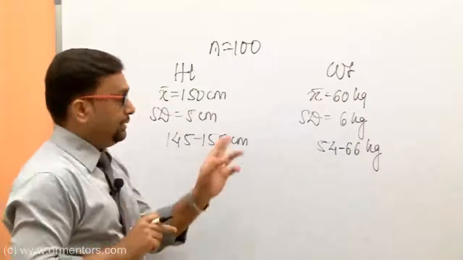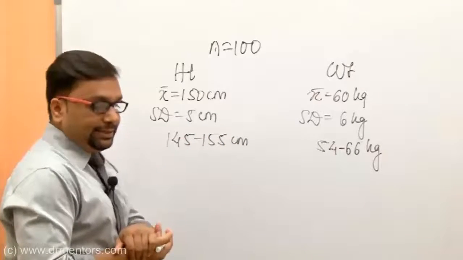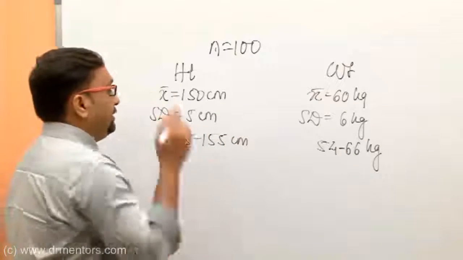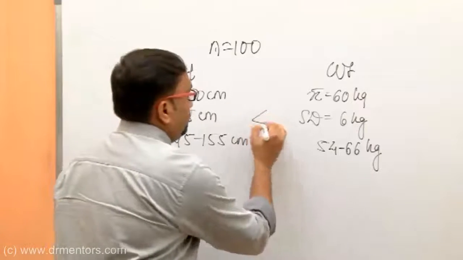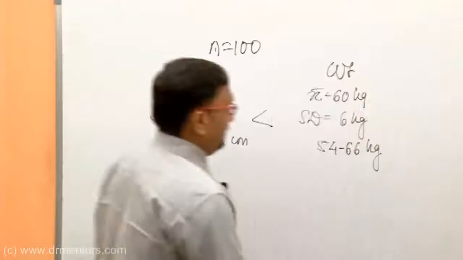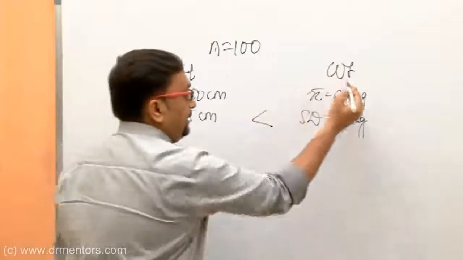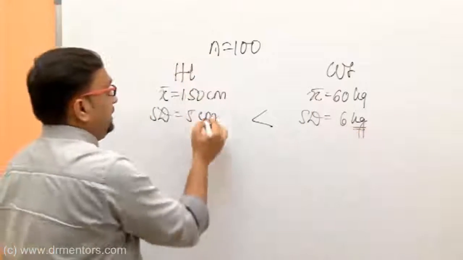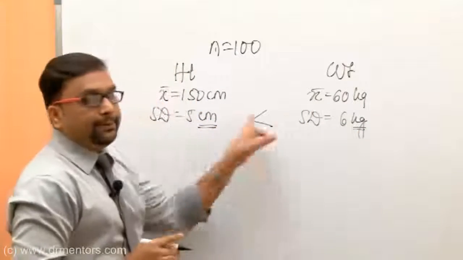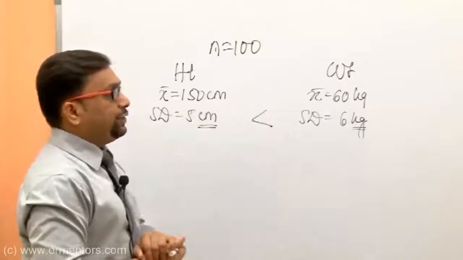Now here I want to compare this variation. Many of the students simply say the measure of variation is standard deviation. This standard deviation is more in weight, and so variation is more in weight. Now here this comparison is not correct. Why is it not correct? Because weight is measured in kgs and height is measured in centimeters. So direct comparison is not possible. And that is why you cannot compare standard deviation directly.